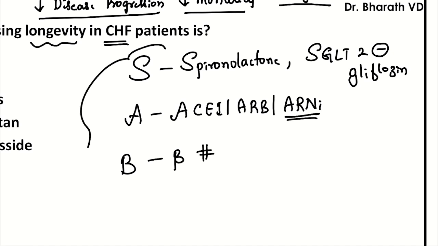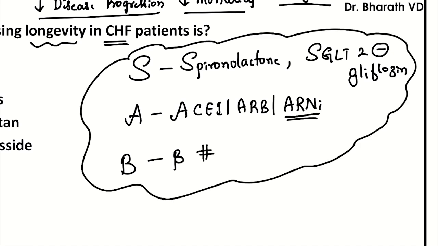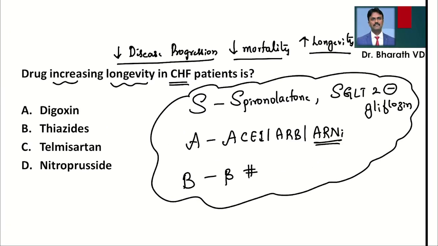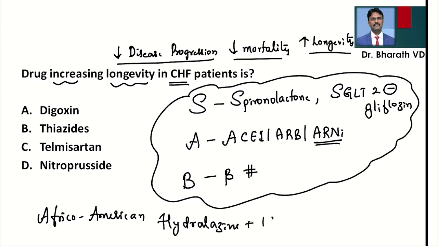So remember, these three categories of drugs are used to decrease mortality in chronic CHF or increase longevity in chronic CHF. In case of African-American patients, the decrease in mortality is seen with a combination of hydralazine plus isosorbide dinitrate. So these are the various options available. With that background, tell me which drug increases longevity.